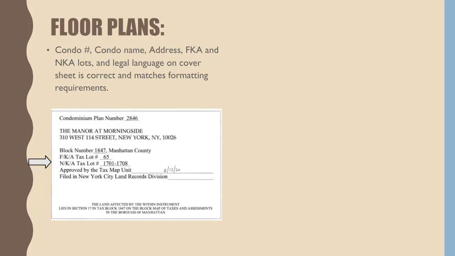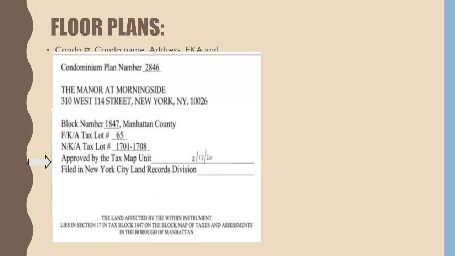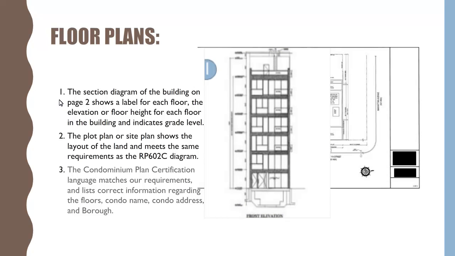Floor plans. Condo number, condo name, address, FKA and NKA lots and legal language on cover sheet is correct and matches formatting requirements. Part 1. The section diagram of the building on page 2 shows a label for each floor. The elevations or floor height for each floor in the building and indicates grade level.